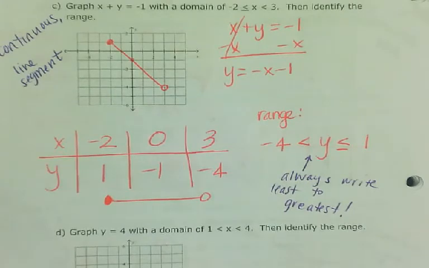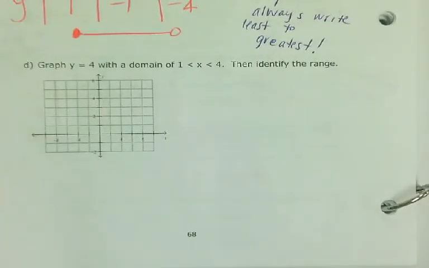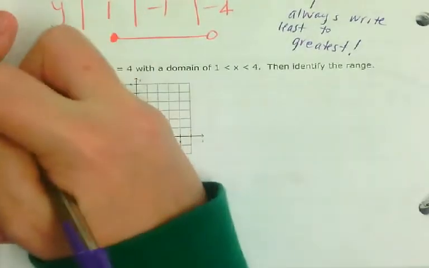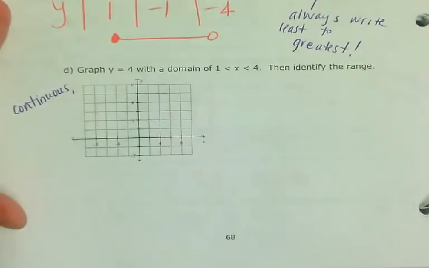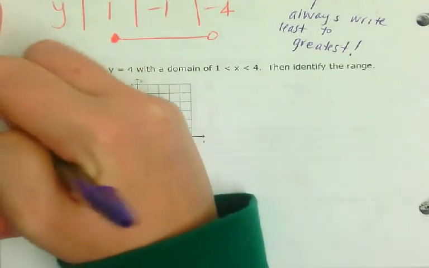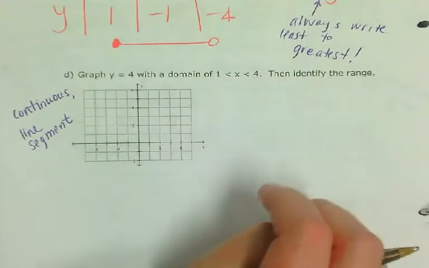Okay, we have one more. Are there any questions on C before we move on? Okay, what's different about D? Yeah, the slope is 0. It's a horizontal line, right? So is it continuous or discrete? Continuous. Is it going to be a line, a ray, a line segment? Line segment. And it's a line segment because it has a starting and a stopping point.